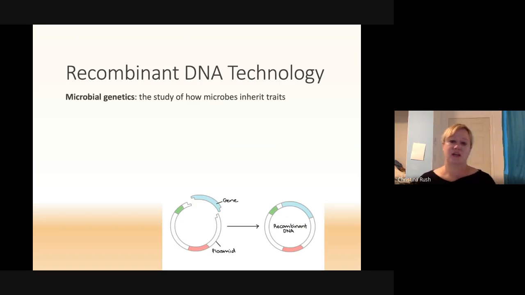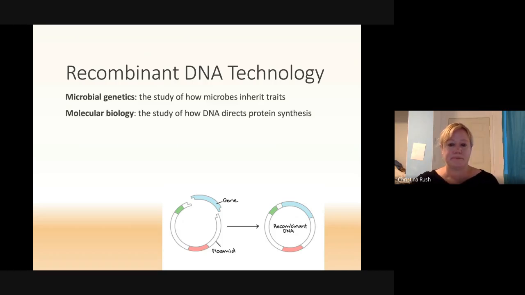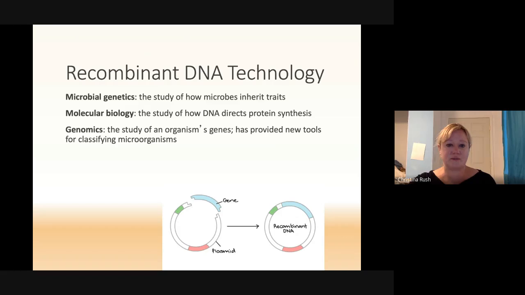Recombinant DNA technology. We will have a whole chapter on this, but this is related to genetics, so microbial genetics. It's the study of how microbes inherit traits. Now we use that in molecular biology, so we can study how DNA directs protein synthesis. In genomics, we have the study of an organism's genes, and this has provided a lot of new tools for classifying microorganisms. Very often now, we don't classify an organism based on what it looks like. We classify it based on its ribosomal RNA because that's far more accurate.